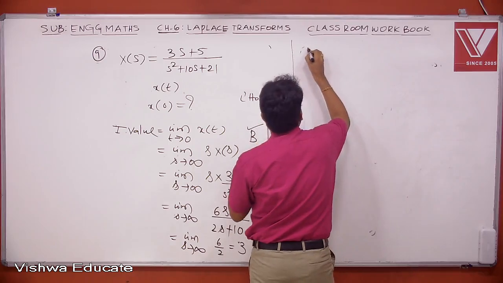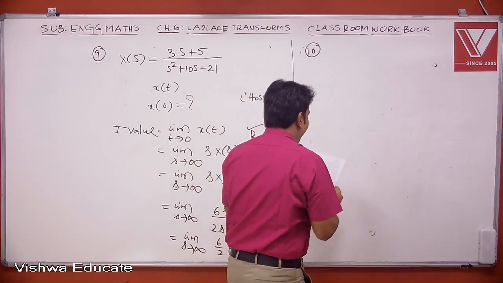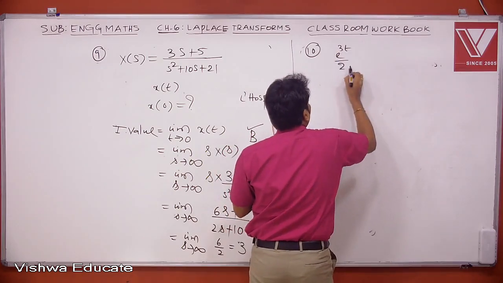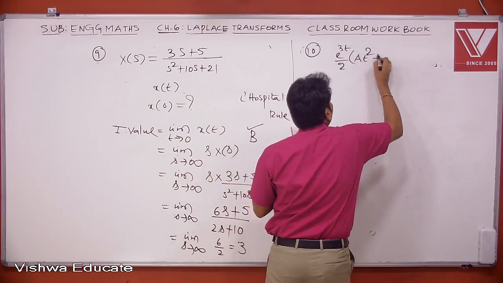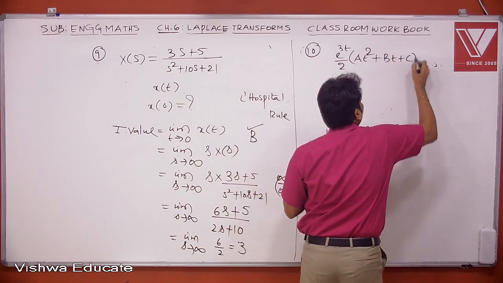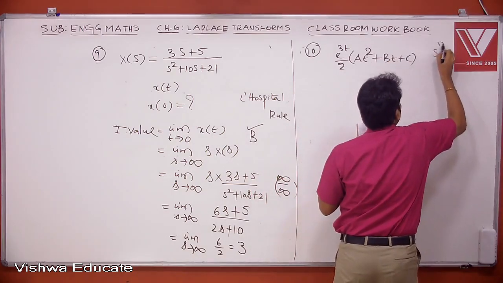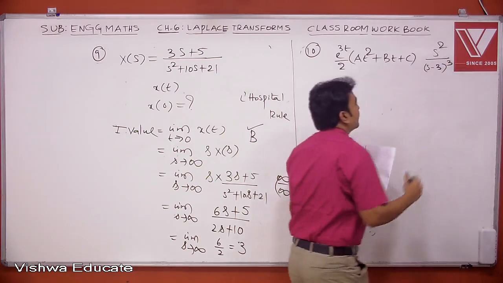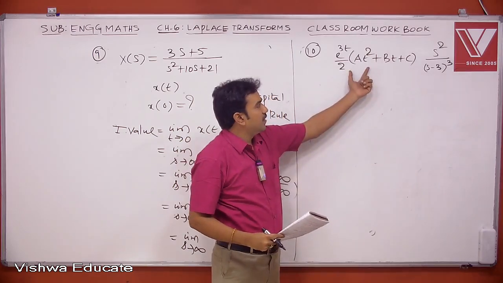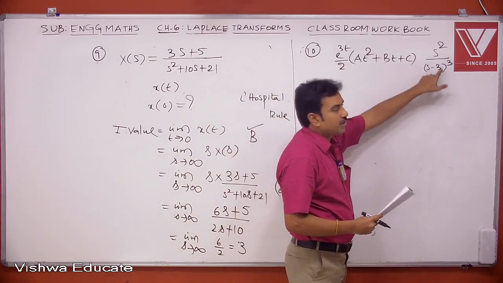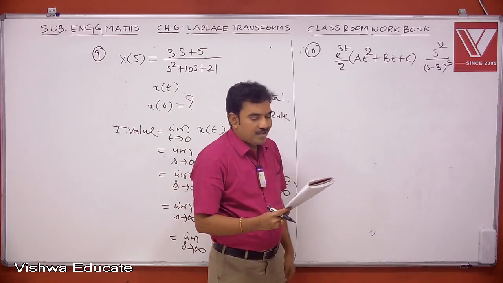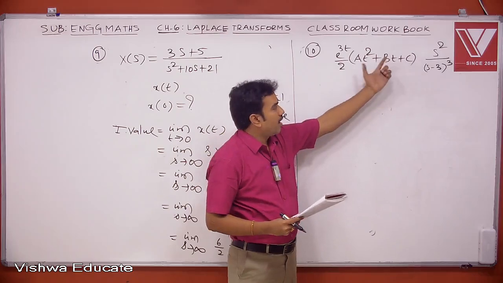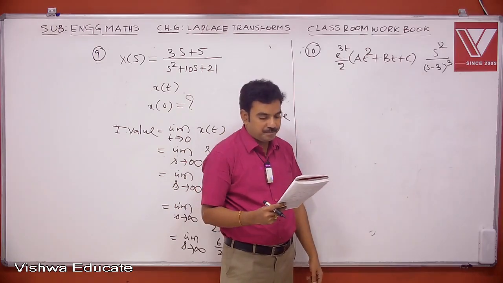Now let us discuss question number 10. The Laplace transform of e^(3t/2) times (at² + bt + c) is s² / (s − 3)³. So this is the function, and its Laplace transform is given by s² / (s − 3)³. Here a, b and c are constants, and they were asking us to find the values of a, b, c.